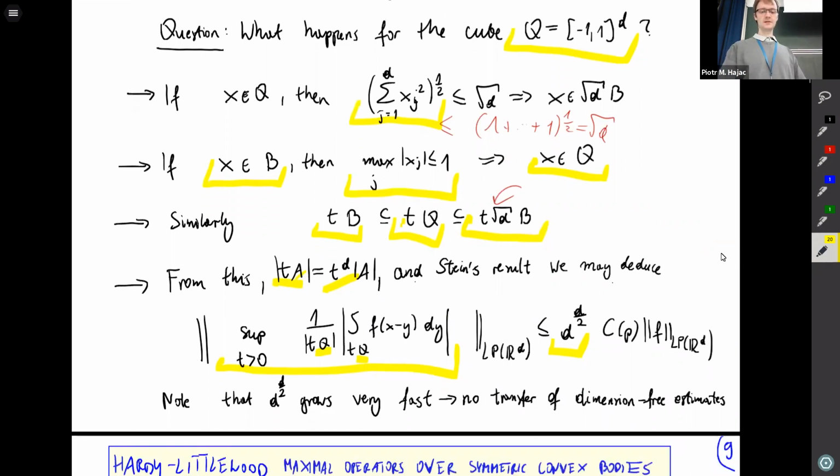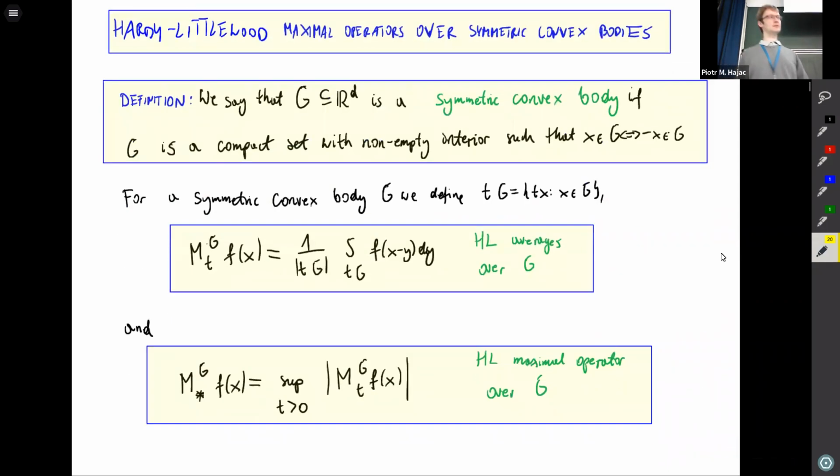Okay, so let me go further, and then more generally, we would like to consider not only balls and cubes, but more general sets G. And the sets that are interesting for us are called symmetric convex bodies. Well, this term just means, in the theory I'm mentioning, that this is a compact set with non-empty interior with the property that x and minus x are at the same time in G. So it's a compact set with non-empty interior, which is symmetric.